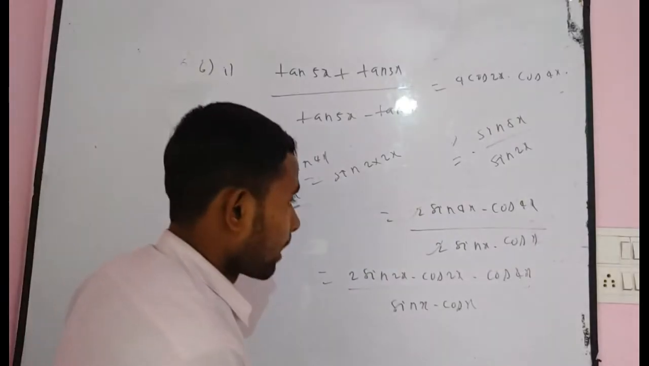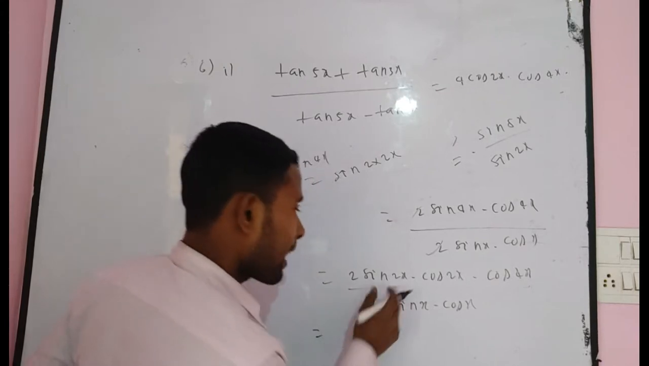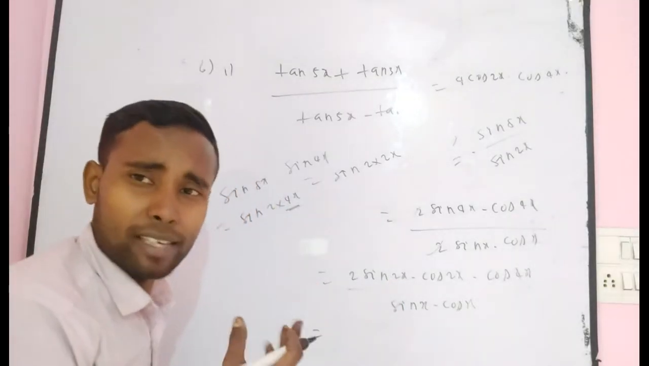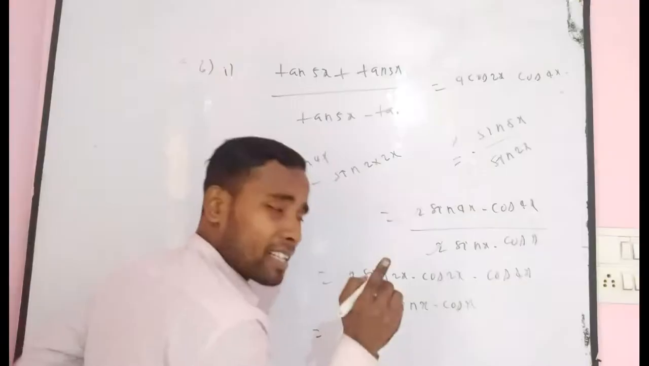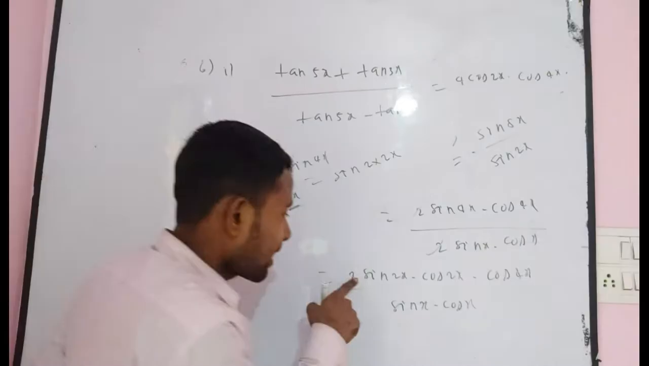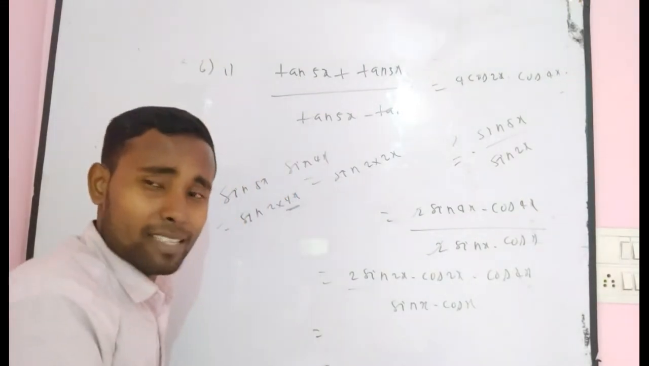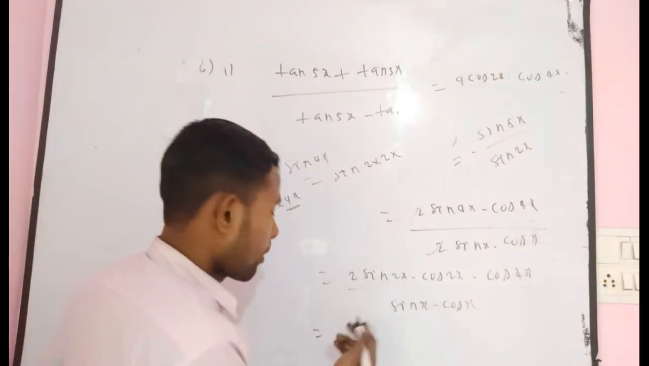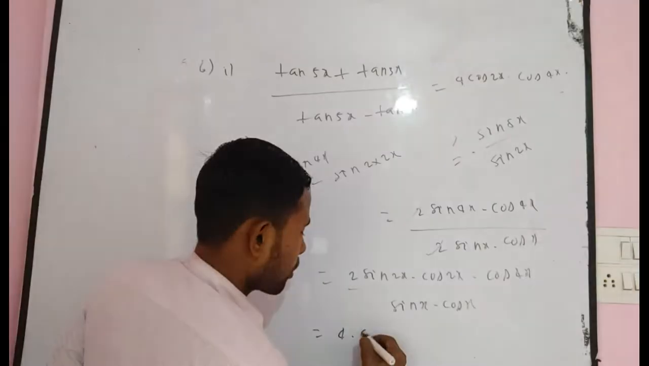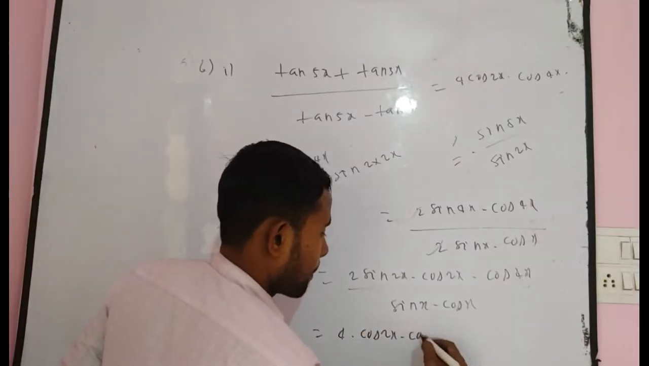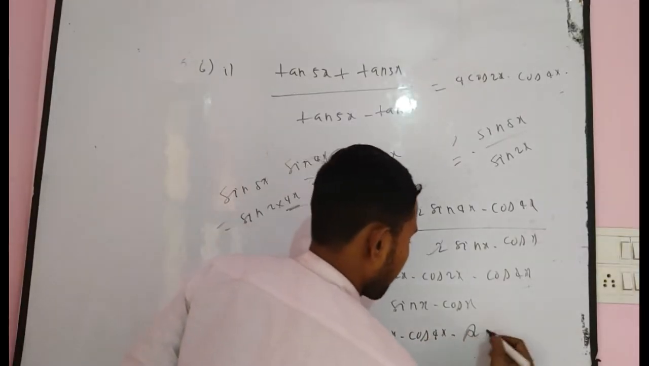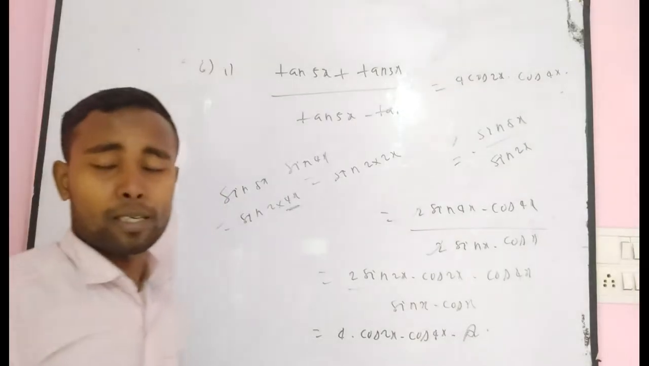Now here you can write again sin 2x is equal to 2 sin x into cos x. In that case, if you write 2 sin x into cos x in place of sin 2x, sin x and cos x cancel each other. Finally you get 2 to the power 4 into cos 2x into cos 4x, which is your RHS part.